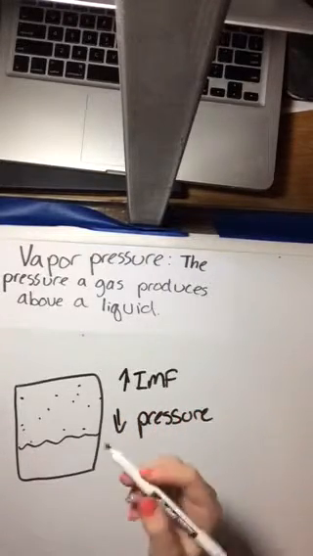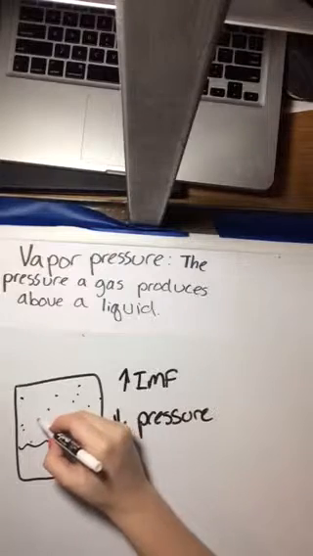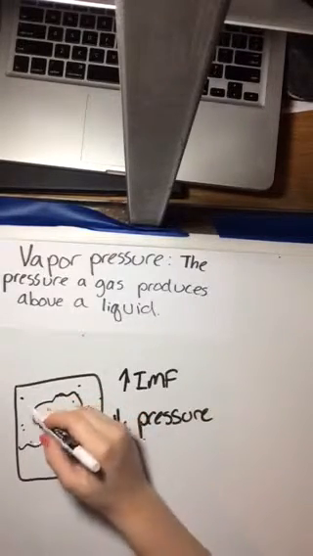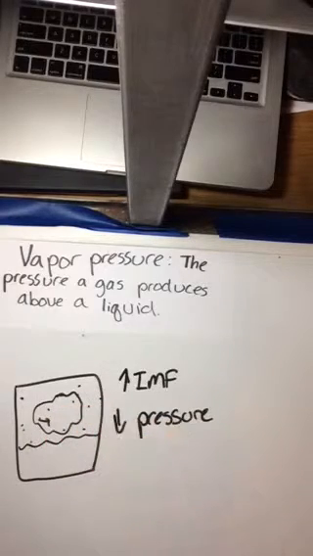The reason for this is if there are high IMFs, the molecules sort of draw themselves in together into one big clump in the middle, and there's not a lot of hitting with the outside walls of the container at all. That decreases the pressure.